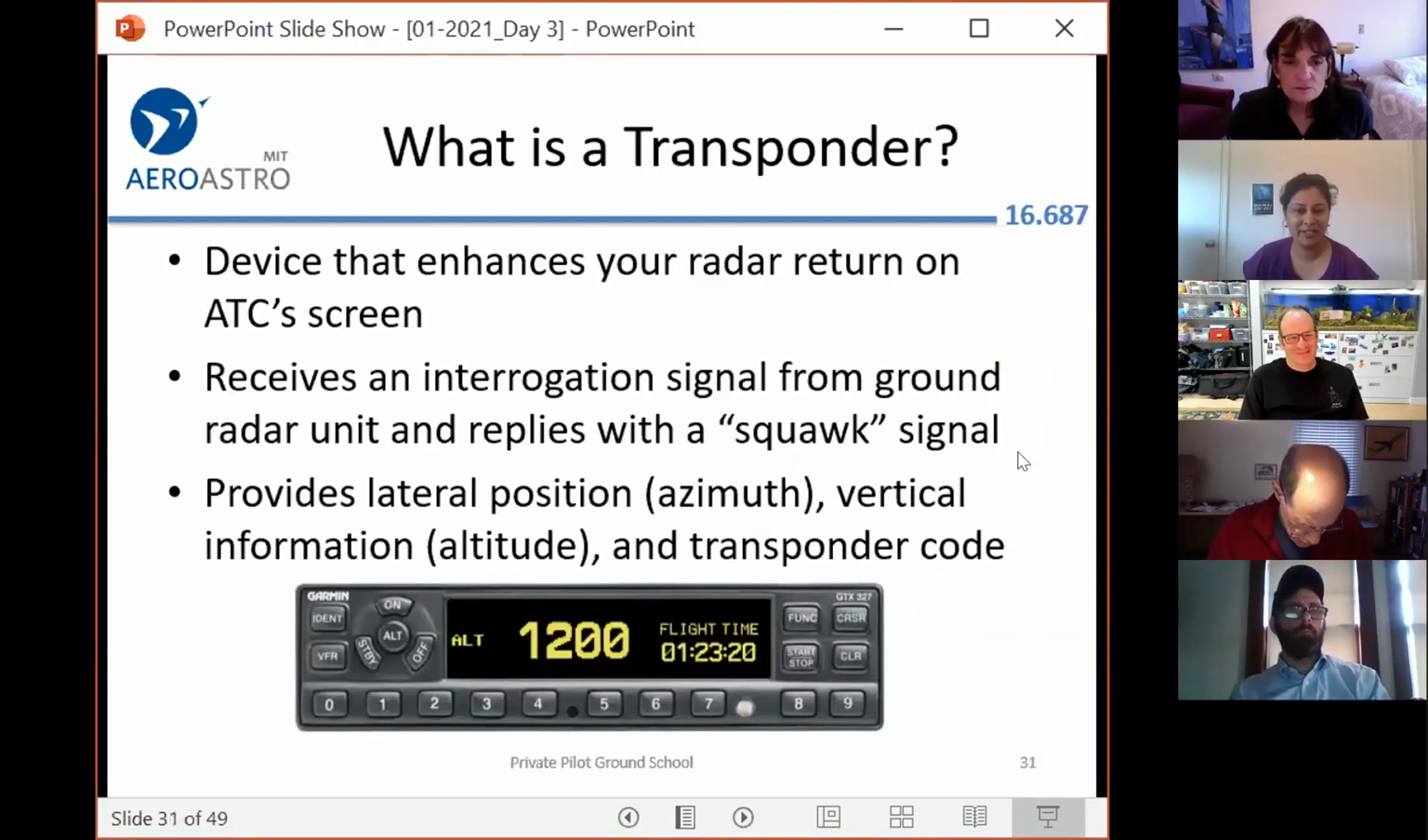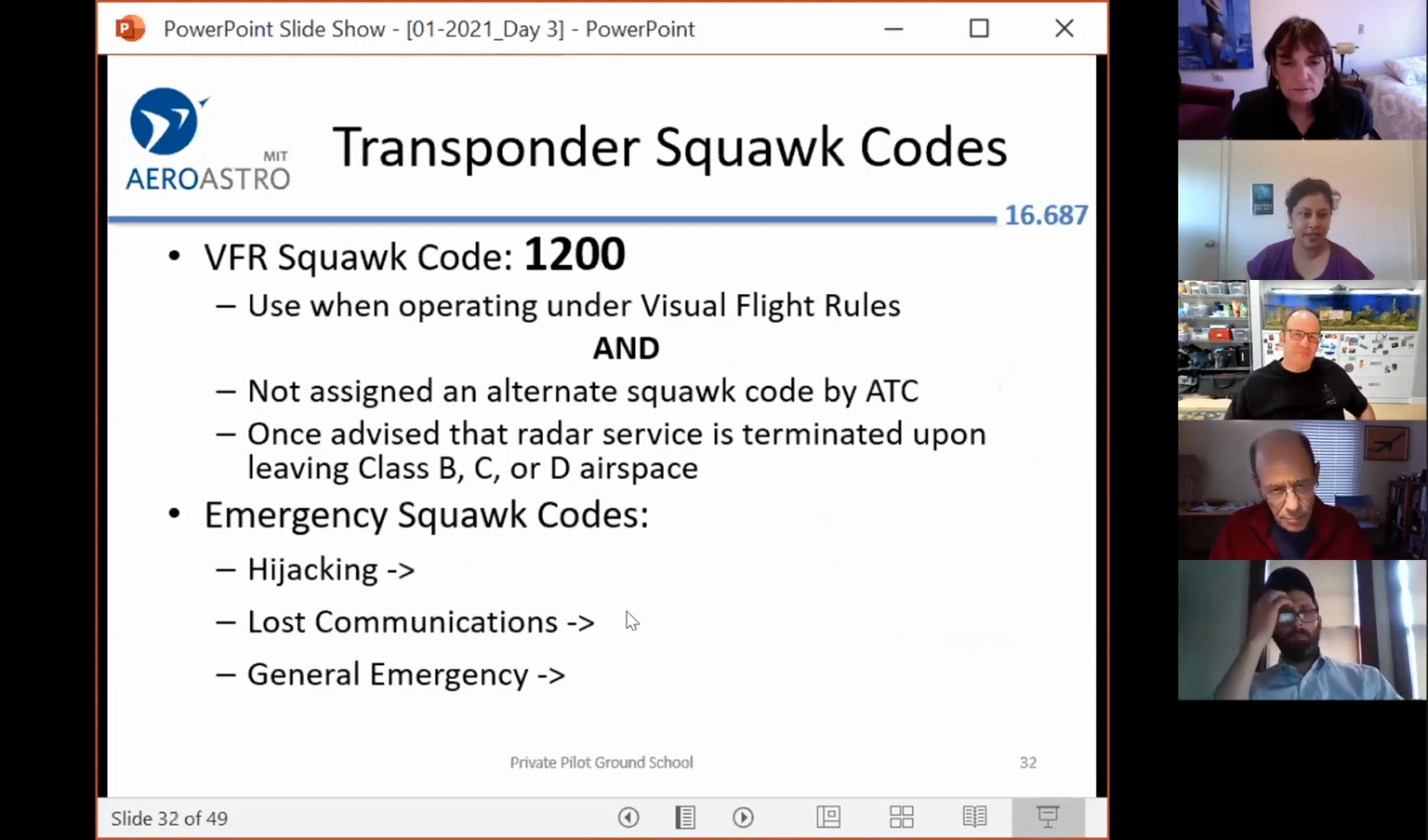For time, I want to make sure to give our speakers some time, so I'm going to go a little faster. A transponder is something that most of you will have in your aircraft, and it helps ATC figure out where you are. There are some important transponder codes. Most of the time you'll have 1200, which is just your VFR aircraft.